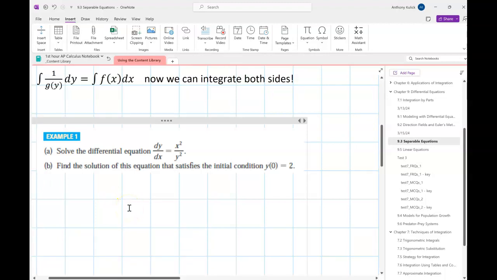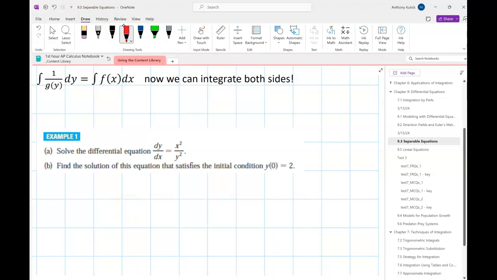So it says, let's do an example here. Solve the differential equation dy/dx equals x squared over y squared. To get the y's on one side, I'm going to multiply by y squared on both sides. And to get the x's on one side, I'm going to multiply by dx on both sides.